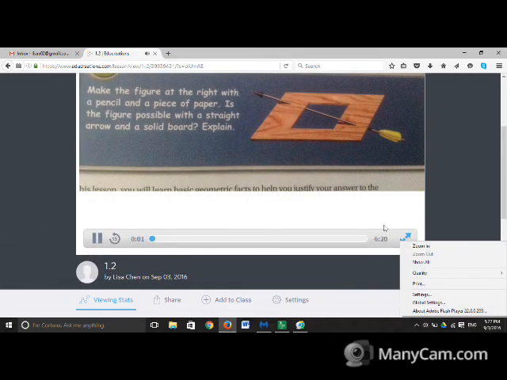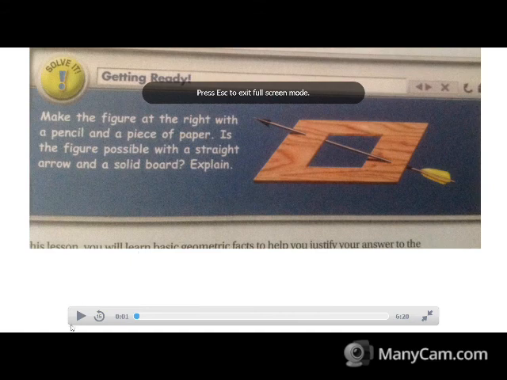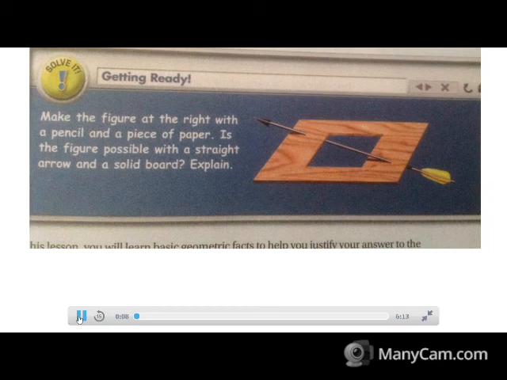Now we're in section 1.2, points, lines, and planes. So let's look at the Solve It on page 11. Make the figure at the right with a pencil and a piece of paper. Is the figure possible with a straight arrow and a solid board?